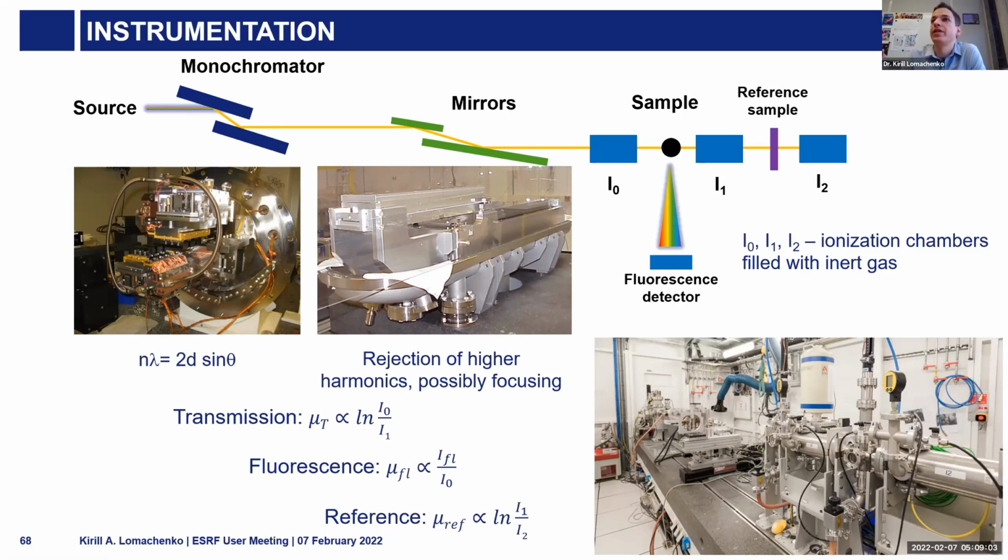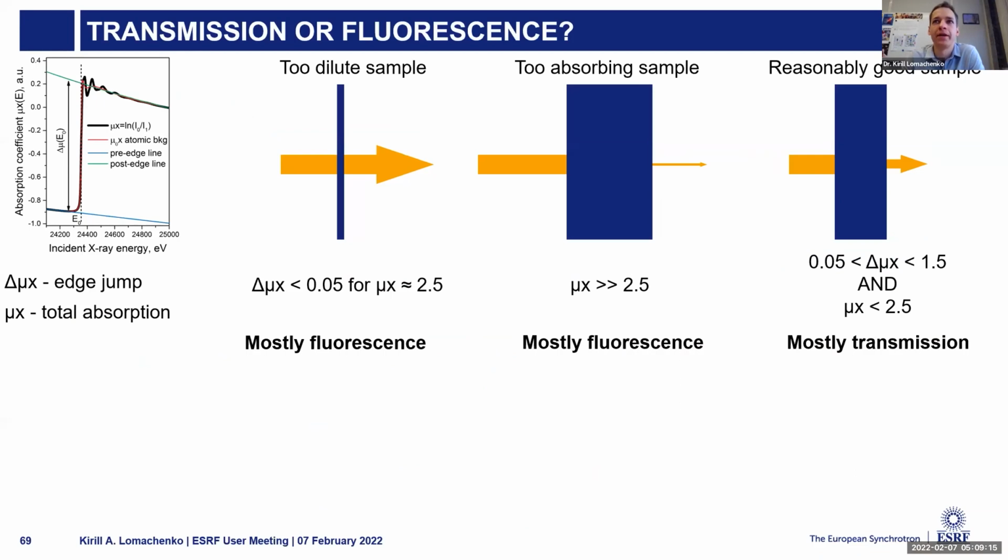So you have basically two main ways, if you don't count electron yield, which is a little bit more exotic for hard X-rays. You have two main ways to measure the spectrum: transmission and fluorescence. So which one to choose?